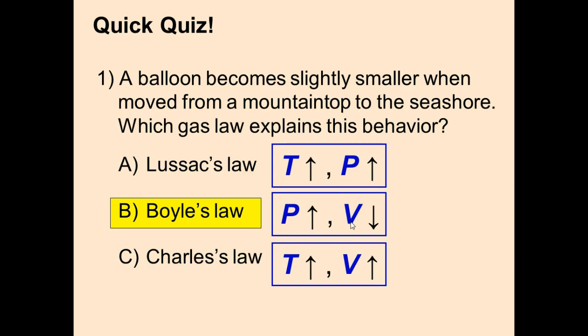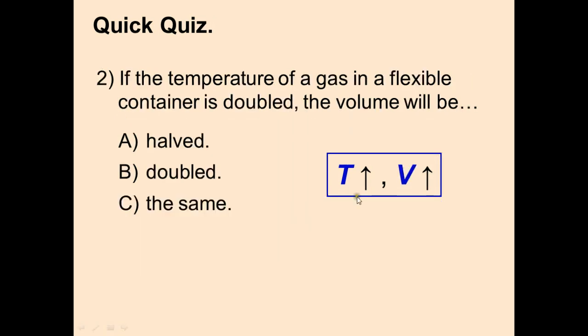So, if the temperature of a gas in a flexible container is doubled, the volume will be A halved, B doubled, or C the same. And so here's the trend. Both of them increase. So if temperature increases, volume increases. And remember, they increase by the same factor. So if we double the temperature, the volume will definitely double. So the correct answer is B.